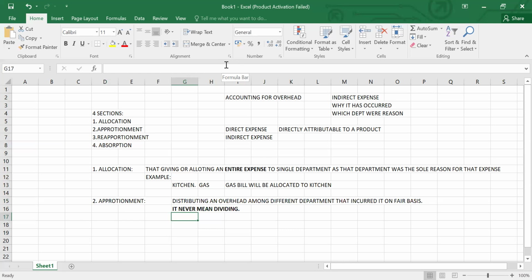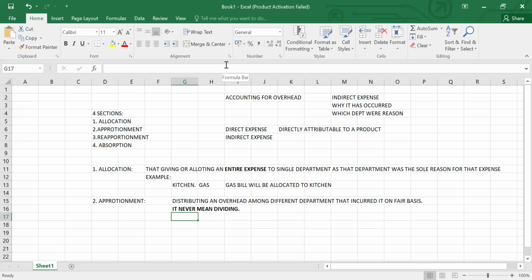Okay, yes, please. So sir, if they do say that the cost is dividing, then what would that be? Like, what definition would that match? Yes, when they have provided you the data that all departments are equally contributing to the expense, then that is still apportionment. But here they have specified that the contribution is equal.